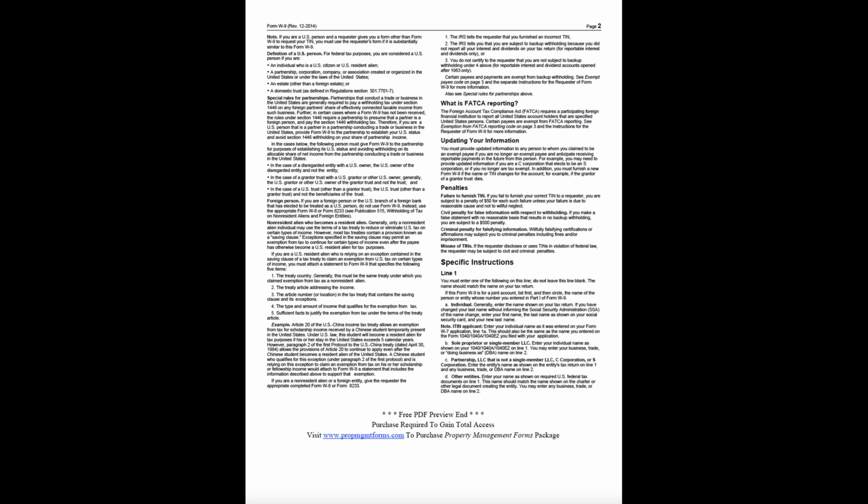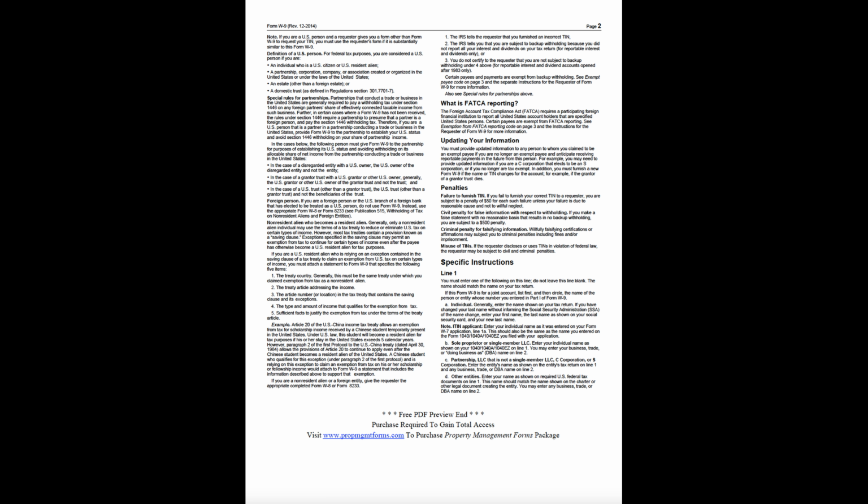If you are a U.S. resident alien who is relying on an exception contained in the saving clause of a tax treaty to claim an exemption from U.S. tax on certain types of income, you must attach a statement to Form W-9 that specifies the following 5 items. 1. The treaty country. Generally, this must be the same treaty under which you claimed exemption from tax as a nonresident alien. 2. The treaty article addressing the income.